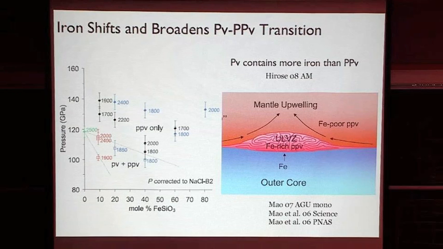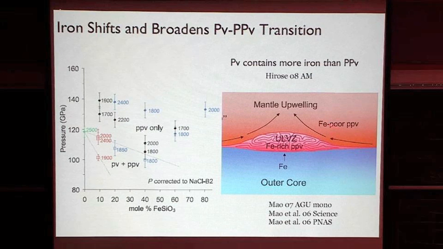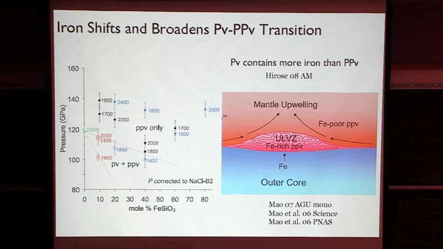This one actually also involves the core because you are interacting with the outer core. So there is partitioning between perovskite and post-perovskite in the mantle region, and there is interaction with the core. The core would supply iron. So you would create post-perovskite with different iron content, and then it also partitions with perovskite. And that generates all kinds of dynamics in the D-double-prime zone. So that's the transition at the higher pressure.